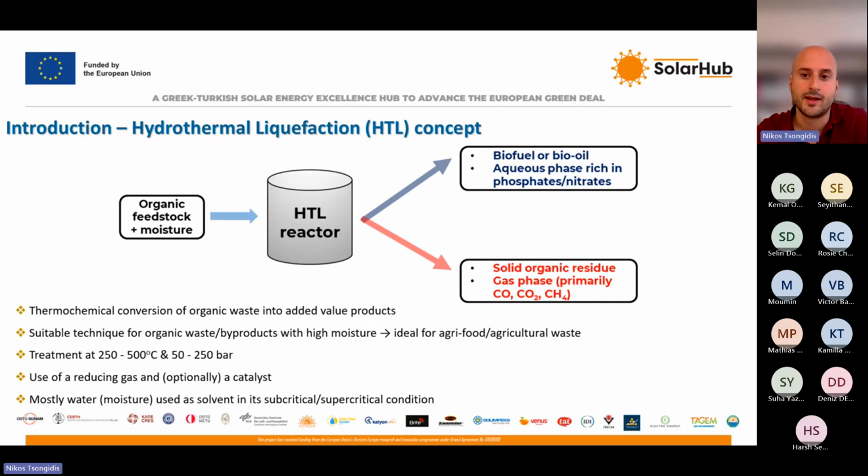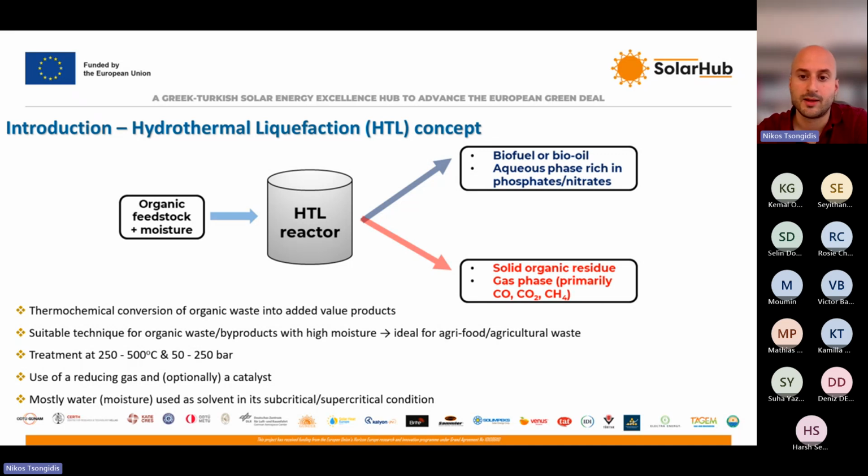We also obtain an aqueous phase, which is rich in phosphates and nitrates. This can also be used for irrigation purposes, for instance. We can water plants, and this can also be used as a fertilizer.